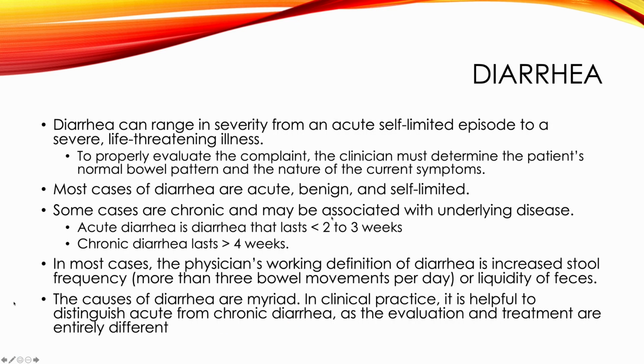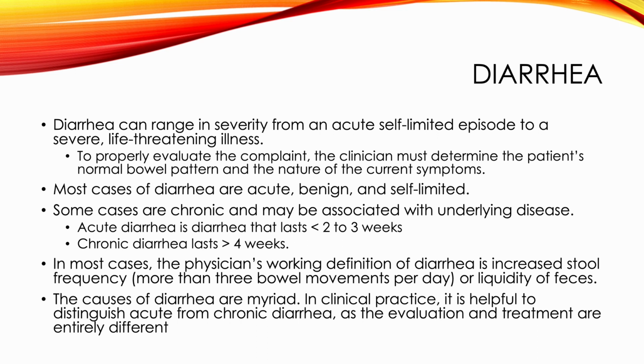So we're going to be covering diarrhea. Let's go for it. So diarrhea can range from a lot of different things. It can be acute, self-limited, it can be severe, it can be life-threatening, it can be chronic. And so you have to be able to understand what is causing the diarrhea. You have to determine what the patient's normal bowel movements consist of, because if you polled the audience, every single person is going to have a different normal as far as bowel movements are concerned.